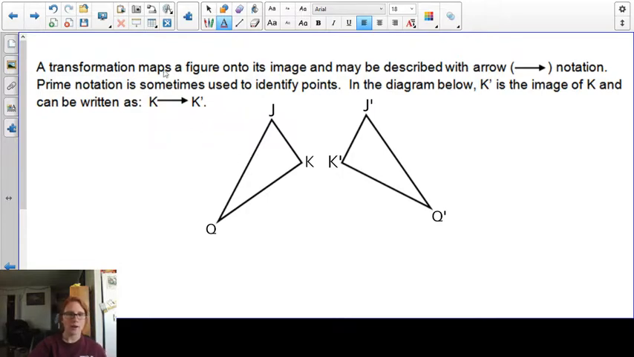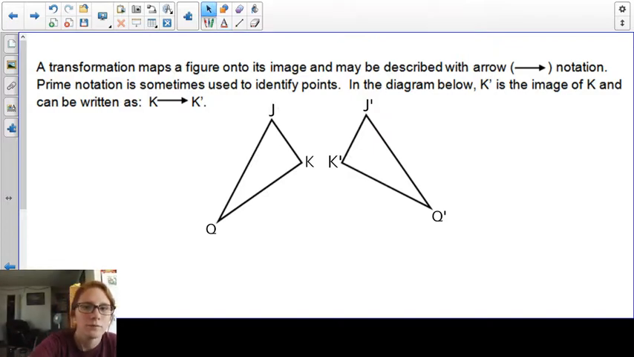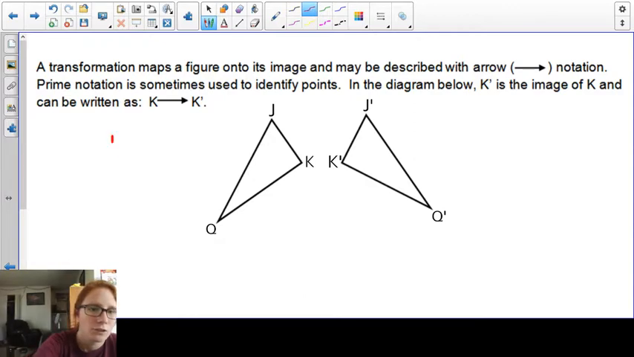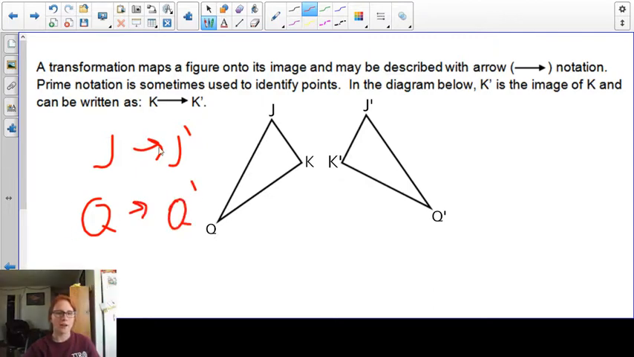When I'm talking about a transformation map, it's talking about how I'm changing my shape. It can be described with an arrow, like what I see here. And it can also be described with the prime notation, which we've also already talked about. So K goes to K prime, J goes to J prime, and Q goes to Q prime. So we're just talking about the corresponding pieces all lining up together.